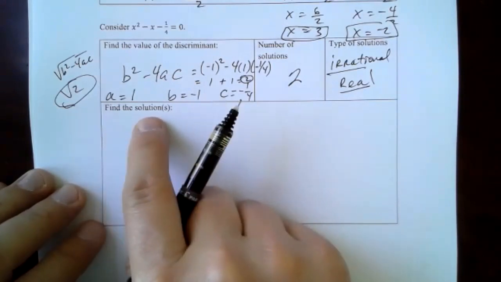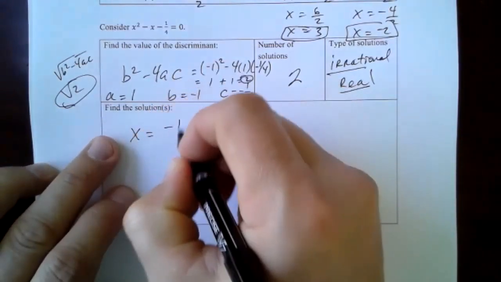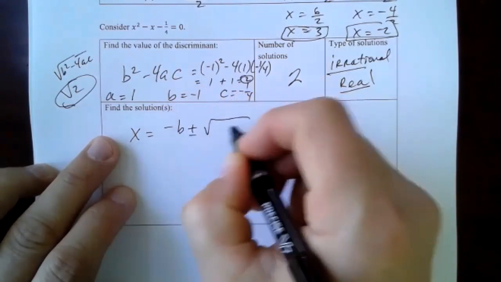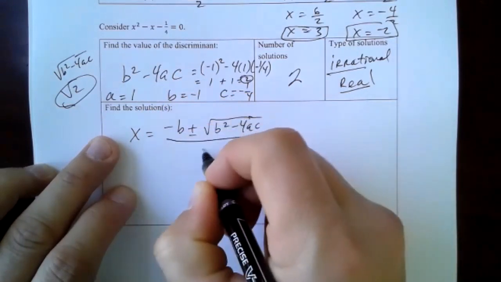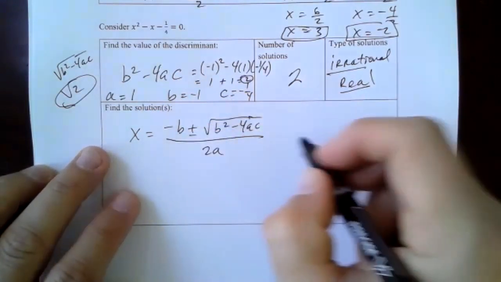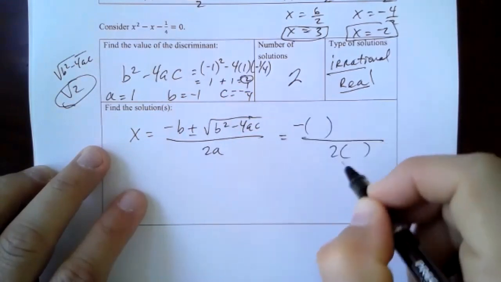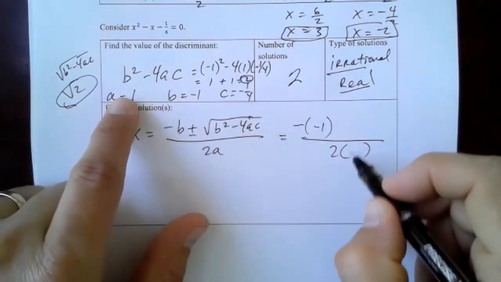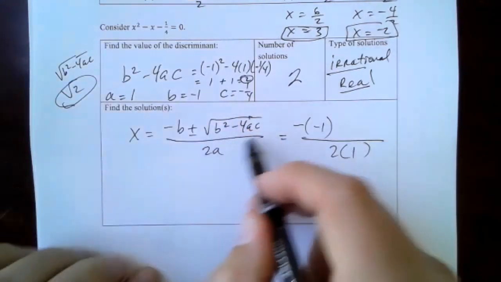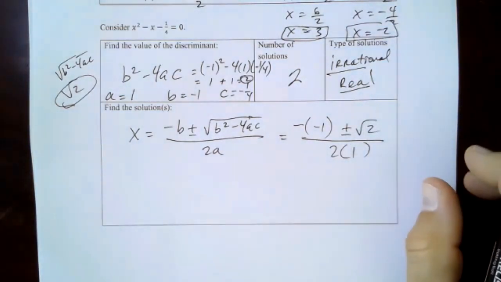So we're going to find the solution to x equals -b plus or minus the square root of b squared minus 4ac all over 2a. Well, we can be smart about this and fill in our b and our 2a down here just like this. Our b was -1 and our a was 1. But remember, we already did this part right here. So it's plus or minus the square root of 2, right?